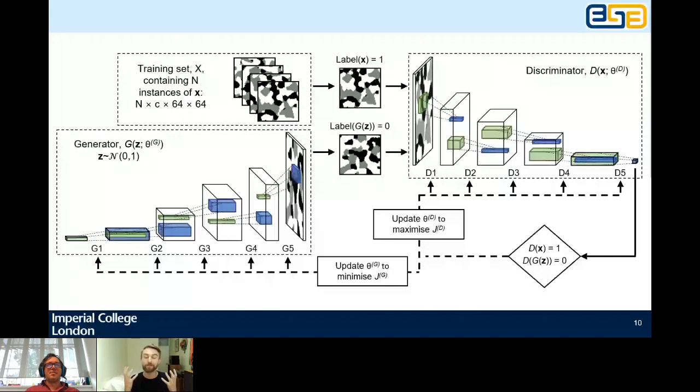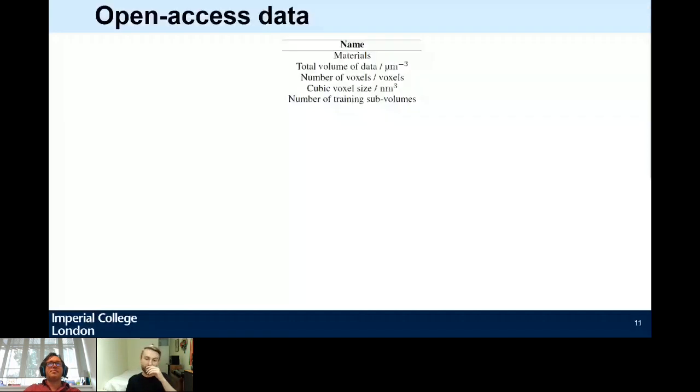And when you have completed that process, you have a machine, this generator, where you give it some random numbers and it will give you an example of microstructure. And that microstructure looks absolutely like the tomographic training data that you showed it initially. And you can do some rather interesting things with that, as I will show you later on. So which data did we use?